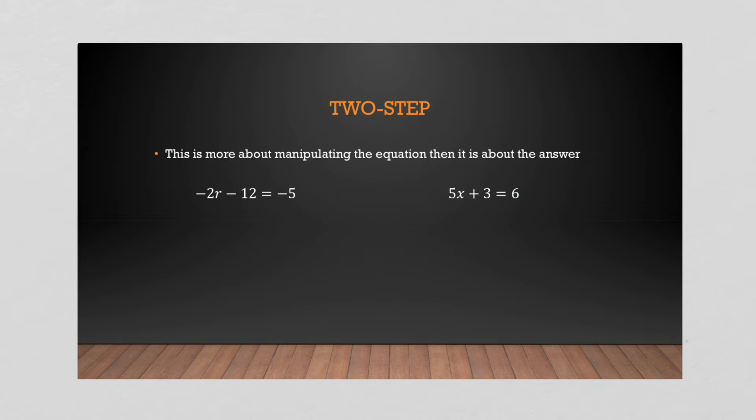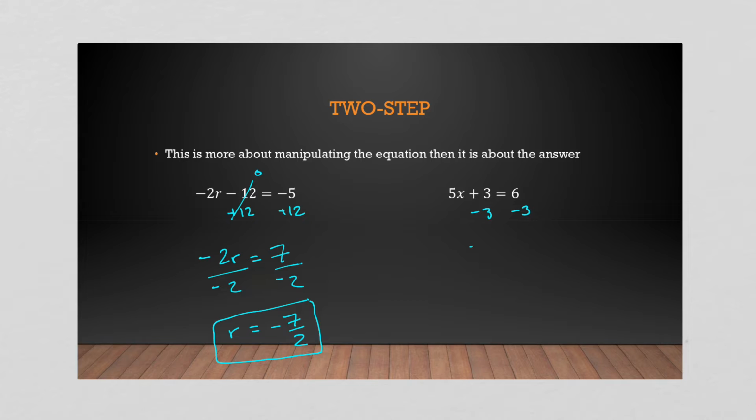So here's another one, all right? I'm going to add 12, and I'm going to add 12, add 0. Negative 2r equals 7, and I'm going to divide by negative 2, divide by negative 2. r equals negative 7 over 2. And again, that's a lovely number. Enjoy it. Here I'm going to subtract 3. 5x equals 3, because that's 0, and then divide by 5, x equals 3 over 5. Boom. Again, enjoy that fraction as an answer.